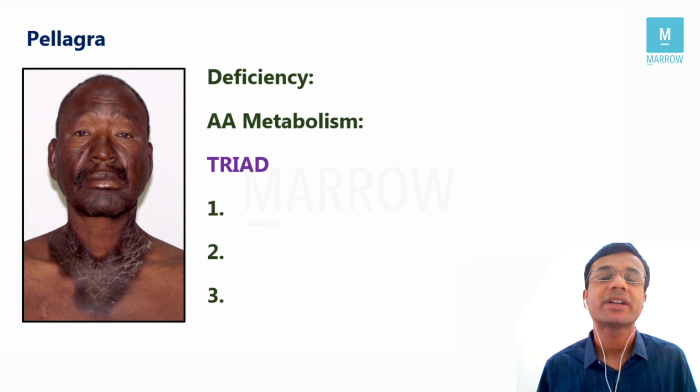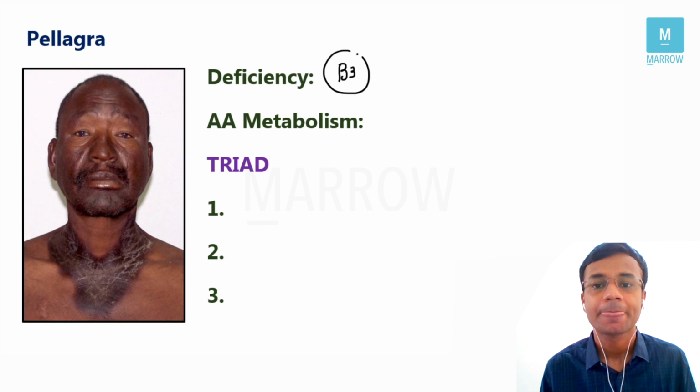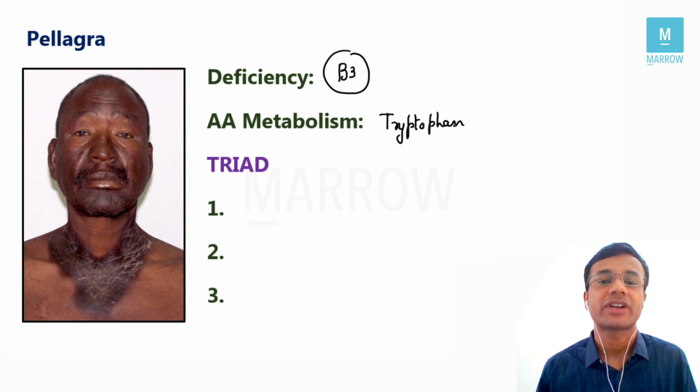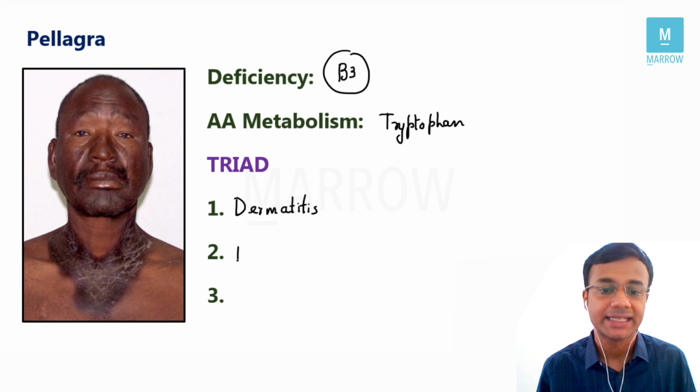Premature graying of hair. And one important vitamin which has been implicated in premature graying of hair is vitamin B12. Now another important vitamin deficiency which keeps coming up in the exam is pellagra. You should know that pellagra is B3 deficiency, and here the amino acid which is involved is tryptophan. So tryptophan metabolism gets involved here. And what is the triad of pellagra? Number one is dermatitis. Number two is diarrhea. Number three is dementia.